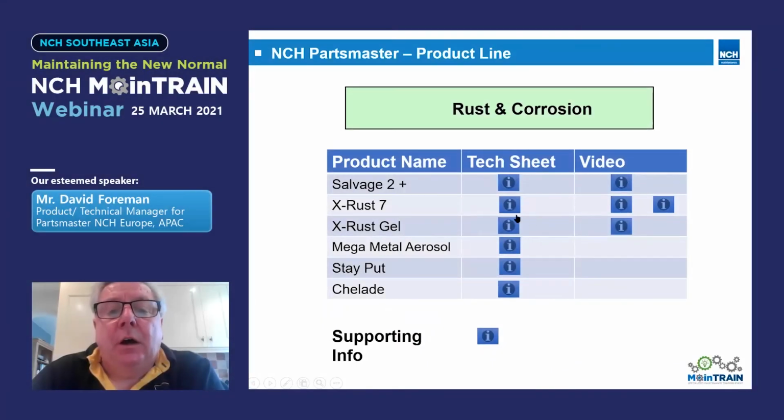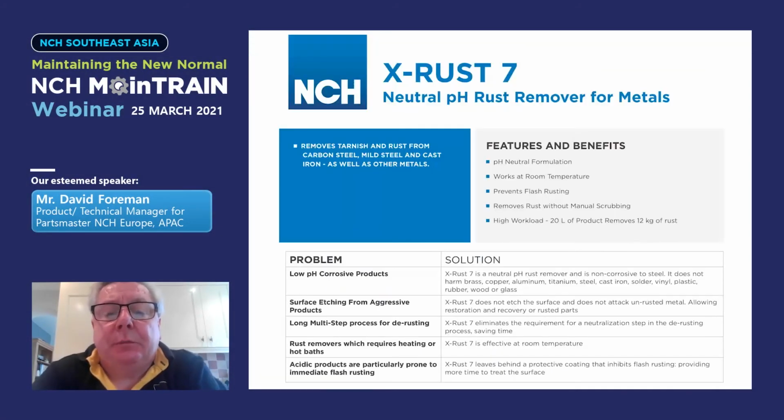Okay, so I'll just go through some of the main features of Xrust 7 via our tech sheet. The most important thing about this product is that it's pH neutral, and that is why it's called Xrust 7. The 7 means pH 7, which is pH neutral. And because of that, it is much safer and a greener product to use than competitors' products that are usually more acidic.